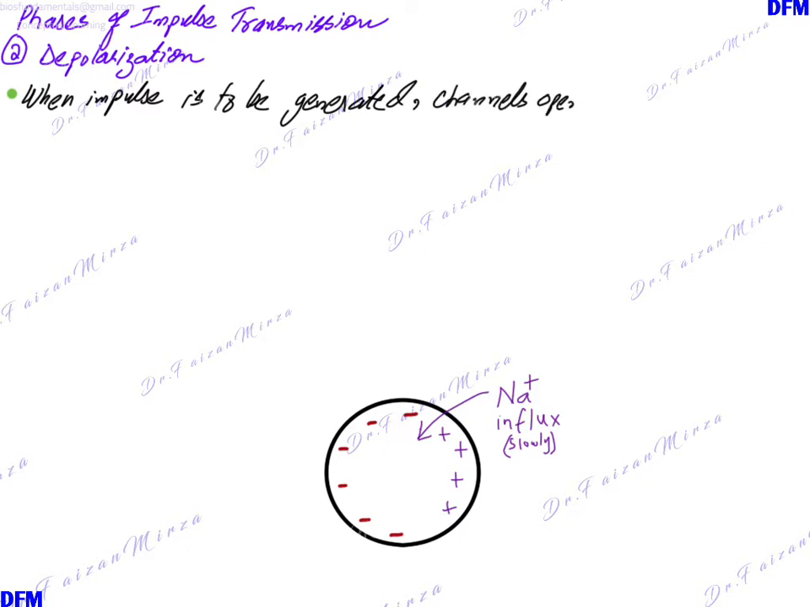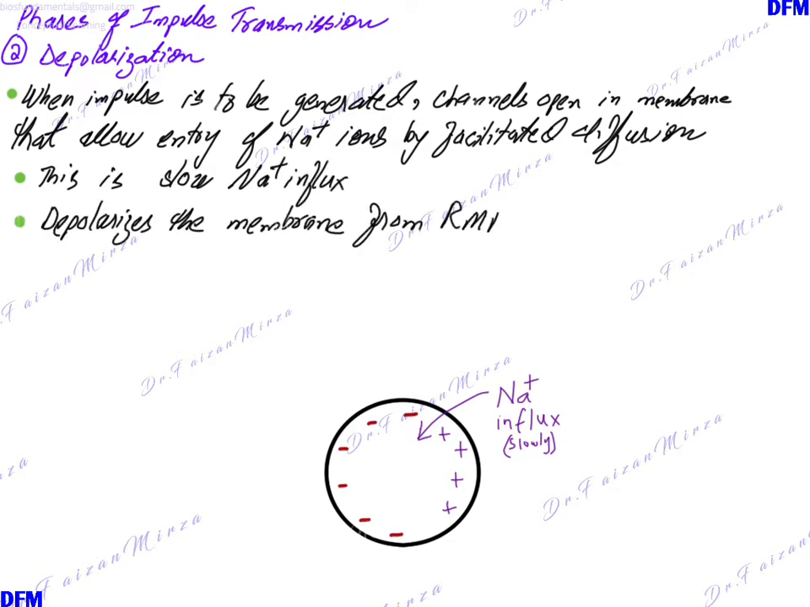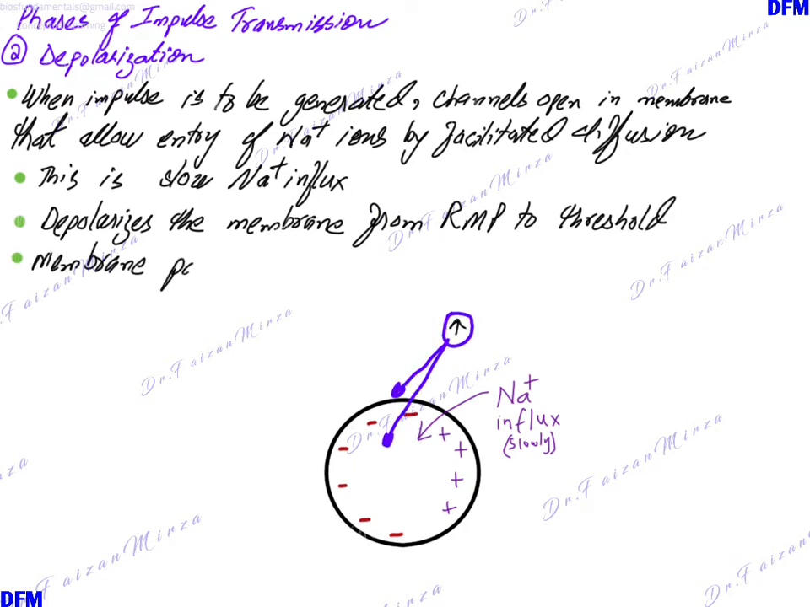Now, how is the membrane potential changing from the value of minus 70, which is your resting membrane potential, to a value of threshold? So this sodium ion influx, which is occurring slowly, depolarizes the membrane to this value. Now, how is this occurring? We'll discuss this later.